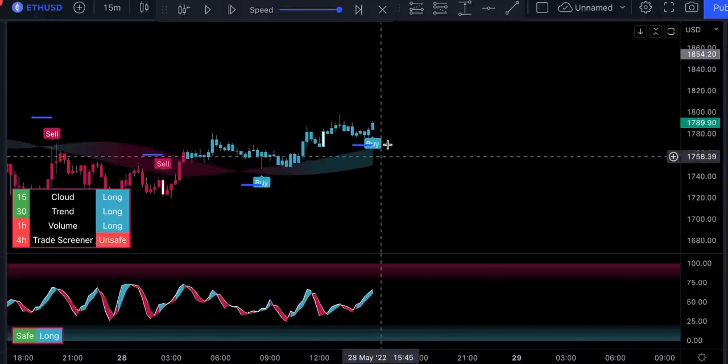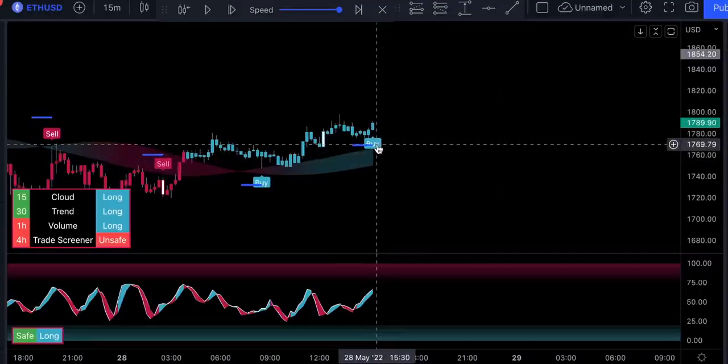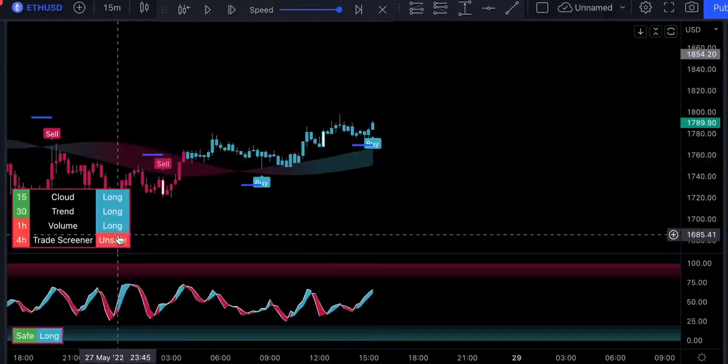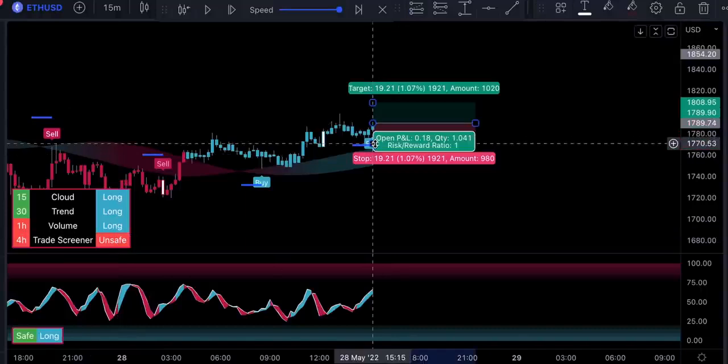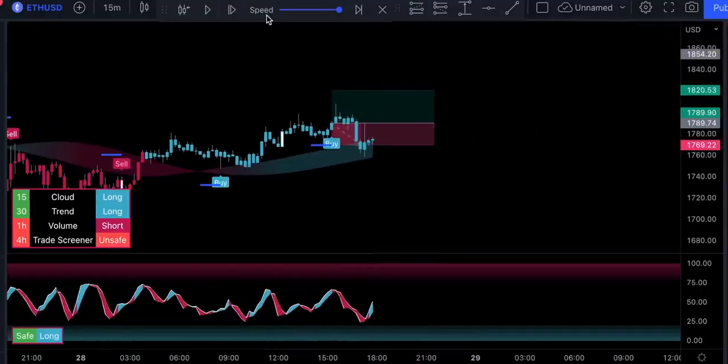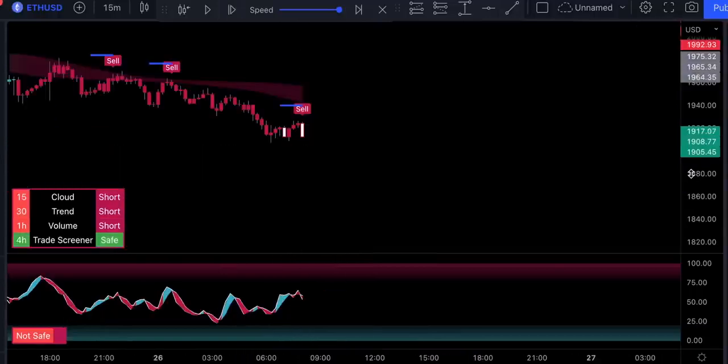So here we see we've got a buy signal issued by the Glow Node indicator, but the trade screener says it's not safe to enter. So in this case, we're not going to wait, we're just going to ignore this signal. But if you decide to take the trade anyway, you would have lost quite a bit of money. However, there is an exception for this rule.